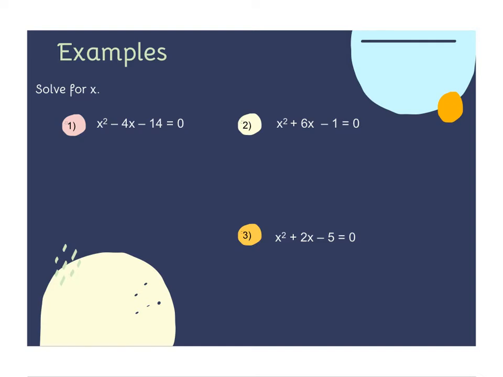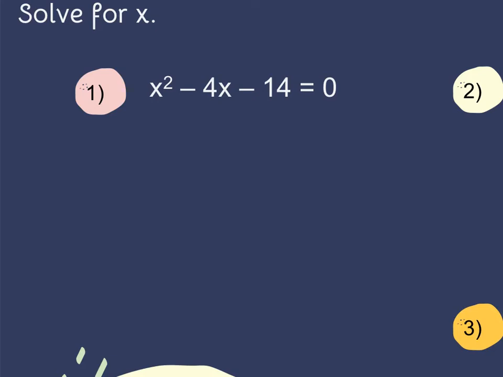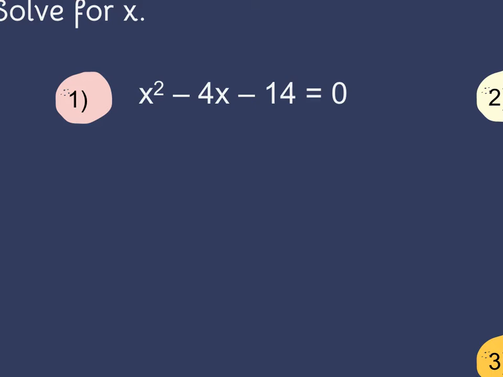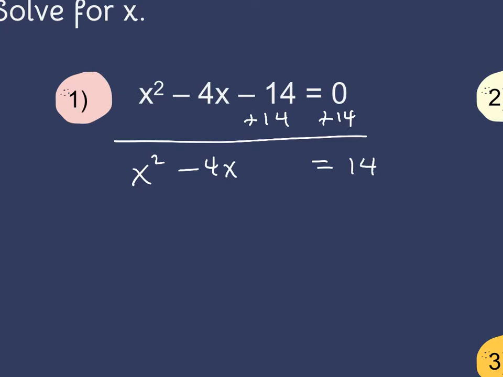All right. So the first one, what I need to do is make sure that the number in front of x squared is a 1, and it is. Then my second step is to move the constant to the right side of the equal sign. So I'm going to add 14 to both sides. X squared minus 4x. Now I'm going to leave a blank space here, because in that blank space is going to be my b term that I divide by 2 and square it.